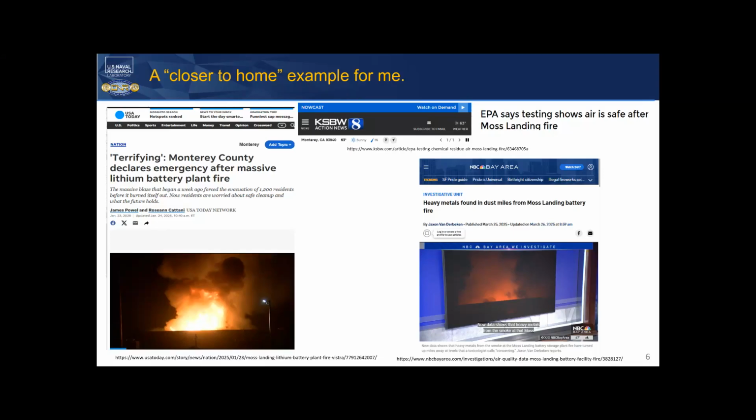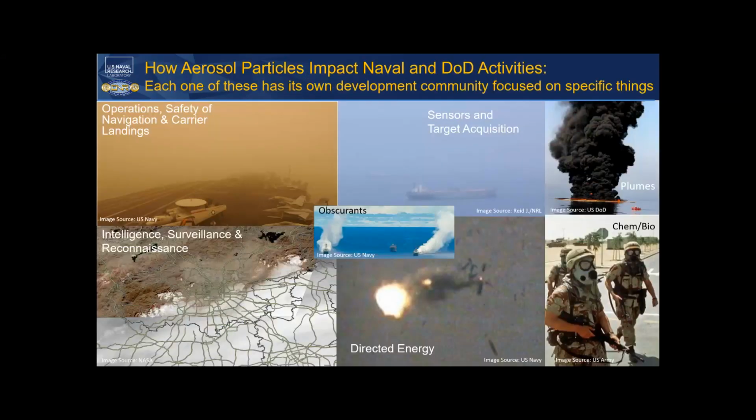Right. So I'm not going to go into the details here of what they did right and what they did wrong, but it is something that affects us from the highest national levels down to what could possibly happen in your own backyard. So, from the Navy's point of view or DoD's point of view, these are the sorts of things that we have worried about in terms of aerosol applications.